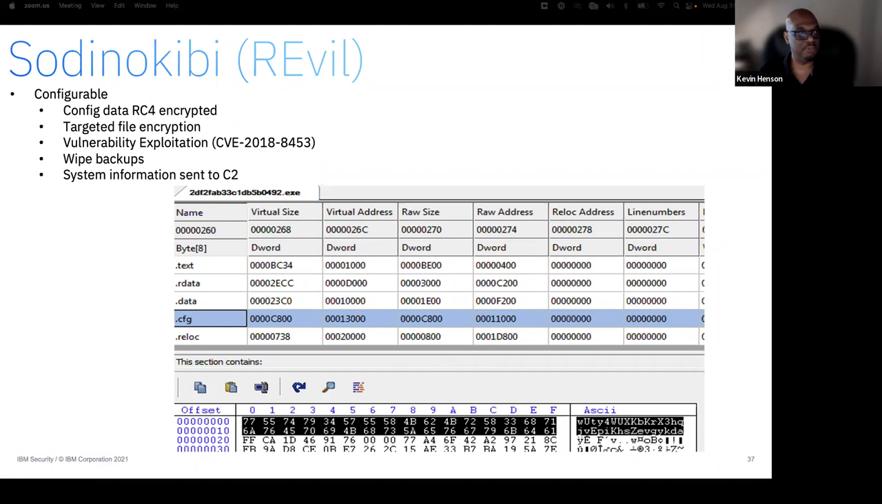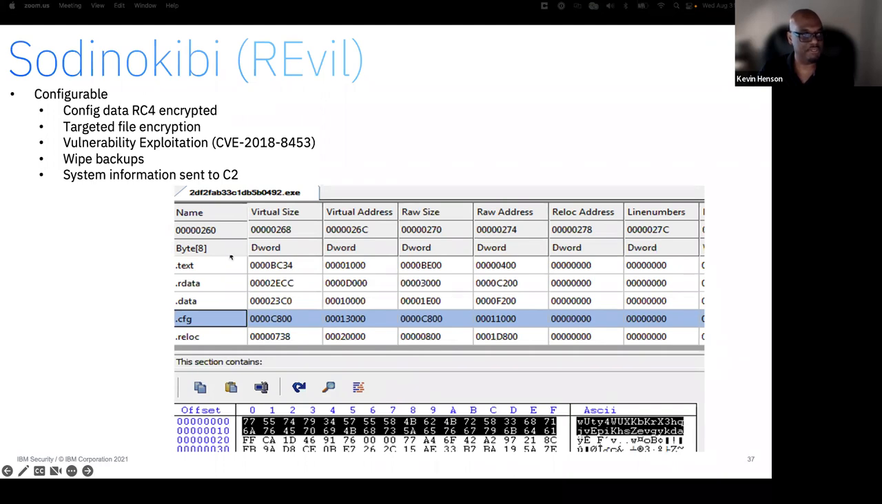It exploits a vulnerability, and it can be used to wipe a specific folder called backup, which is on the system. And it communicates outside of the network to a C2 command and control server. And what you see here is a tool used to parse the binary. And as a reverse engineer, we use tools like this every day.